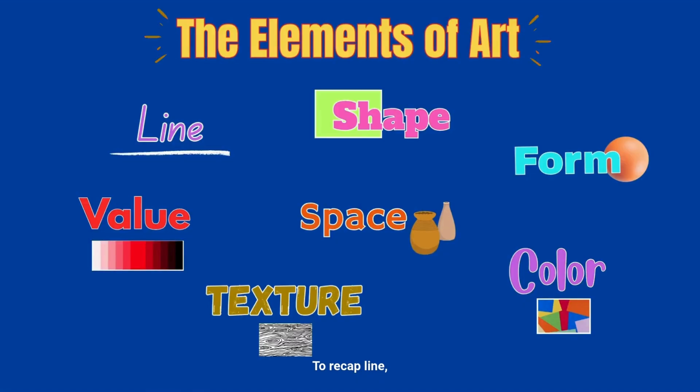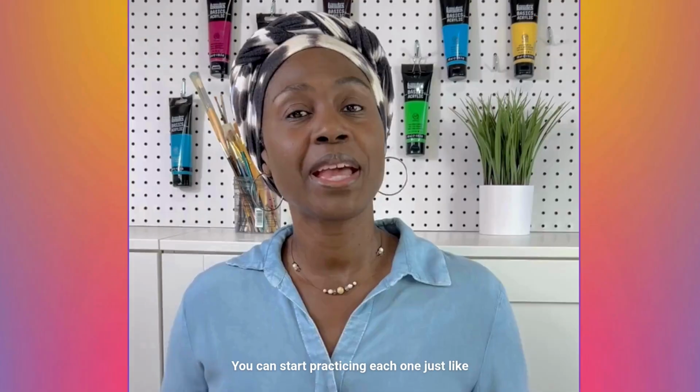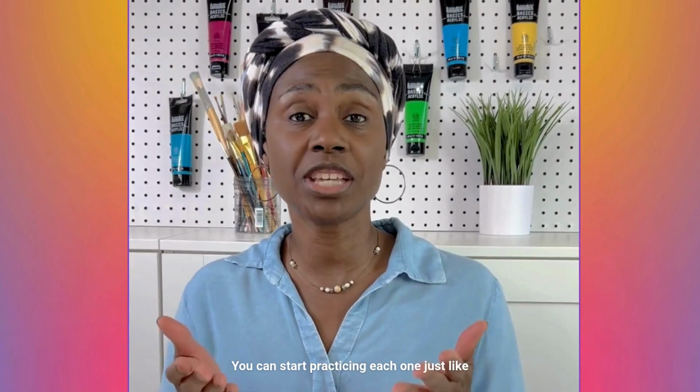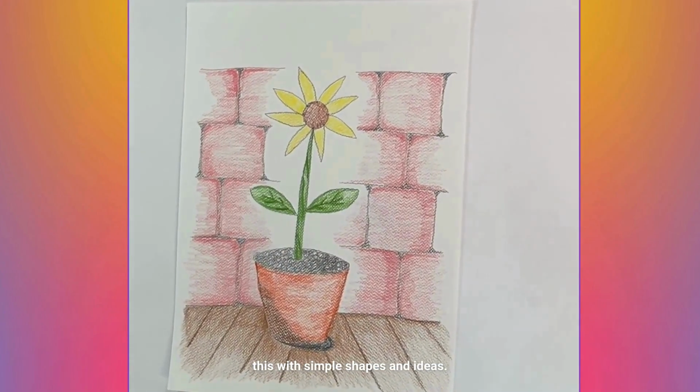To recap, line, shape, form, value, space, texture, and color are the elements of art, the basic building blocks of all visual artwork. You can start practicing each one just like this, with simple shapes and ideas.